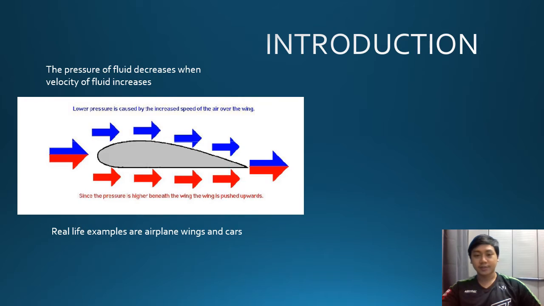So this is the main diagram of the effects of it in real-life applications, which is that the pressure of a fluid decreases when the velocity of the fluid increases. Real examples that we can always see are airplane wings and cars such as Air1. This type of shape is called an aerofoil.